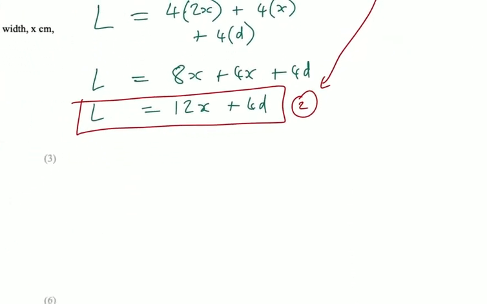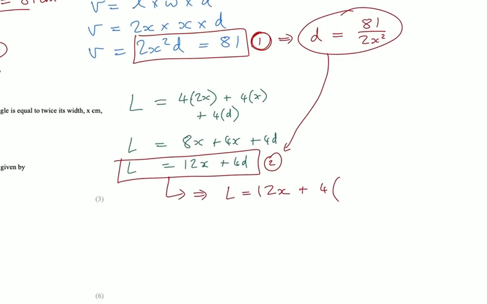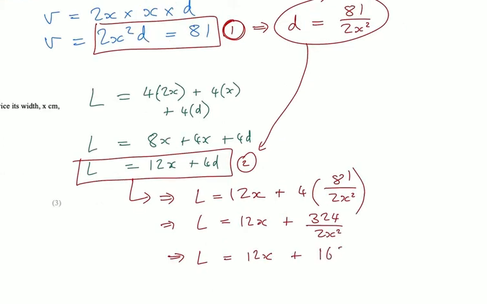Okay, so it's just basic simultaneous equation stuff. So this implies that L equals 12x plus 4 lots of, and what we now know is d is 81 over 2x squared. And there, look, I've successfully eradicated that d variable. Let's carry on, and L equals, let's just simplify that fraction. This should be 162 over x squared.